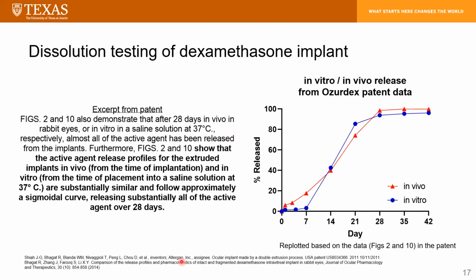For the dissolution, there are publications from Allergan, also in the Ozurdex patent, and they were using a normal saline solution to do the dissolution test. And one thing they observed, and we replotted the data based on the data in the patent, is that in the rabbit model, there's actually very good correlation between the in vivo and the in vitro. They have a similar profile. Drug is all released over about 1.5 months. Now, just be aware, dexamethasone itself is generally prescribed to last for 3 months in patients.